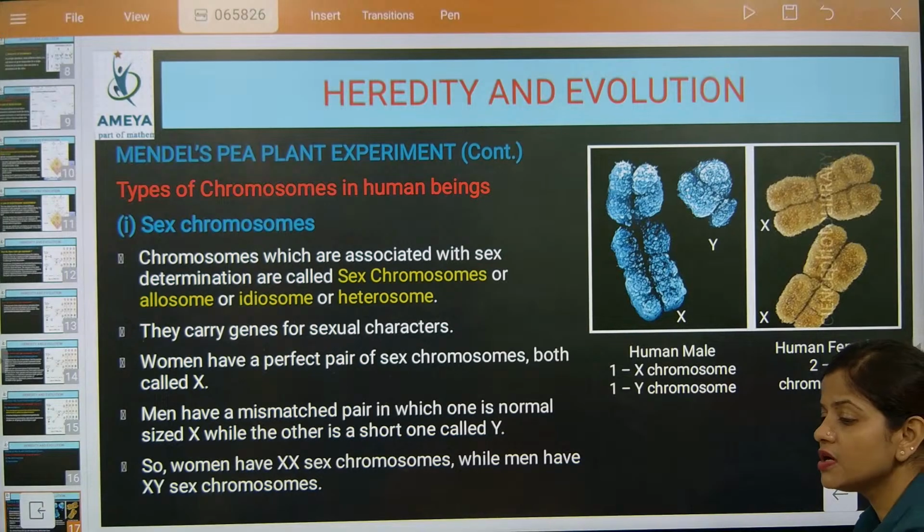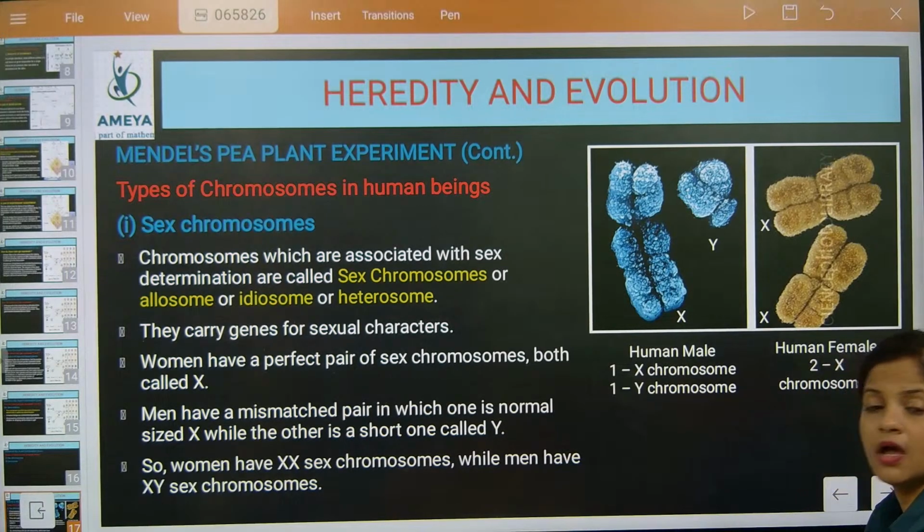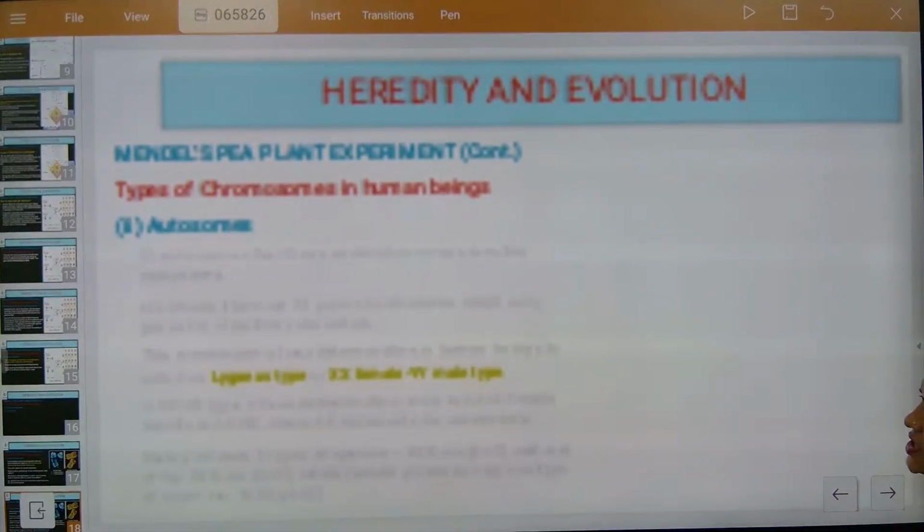So the gametes are divided into two types, X and Y. The male chromosome is of two types, 50% X and 50% Y. But for the female, 100% is X. So there is a 50% chance of a female child or a 50% chance of a male child.